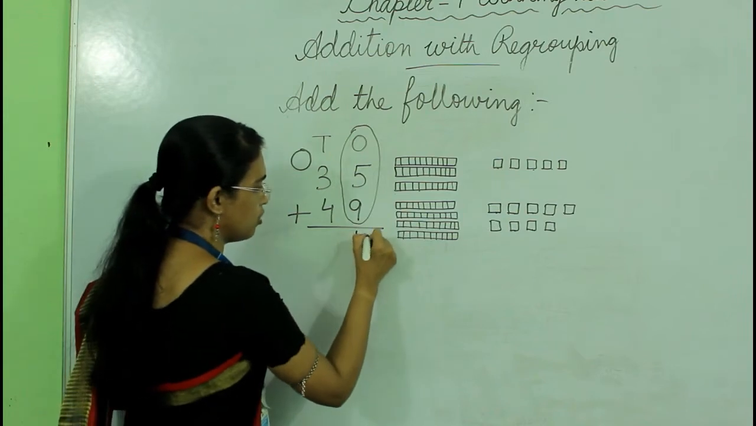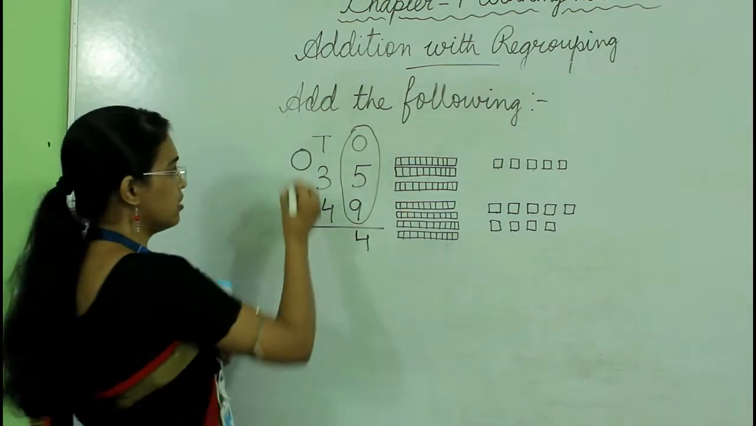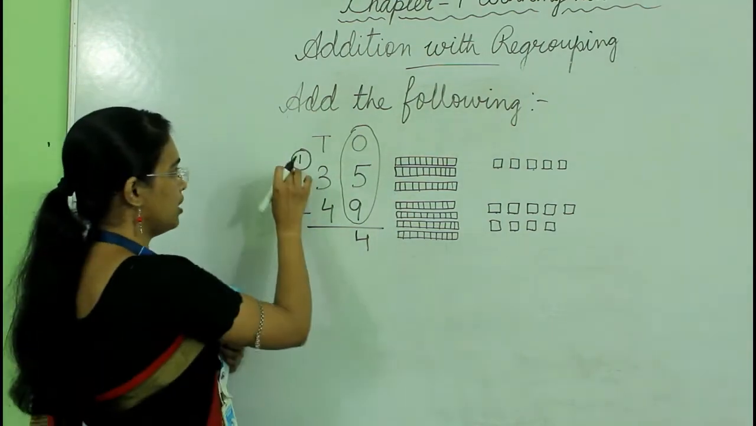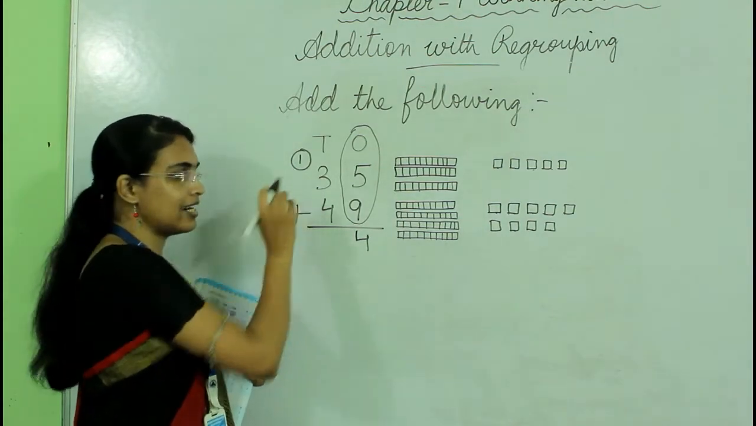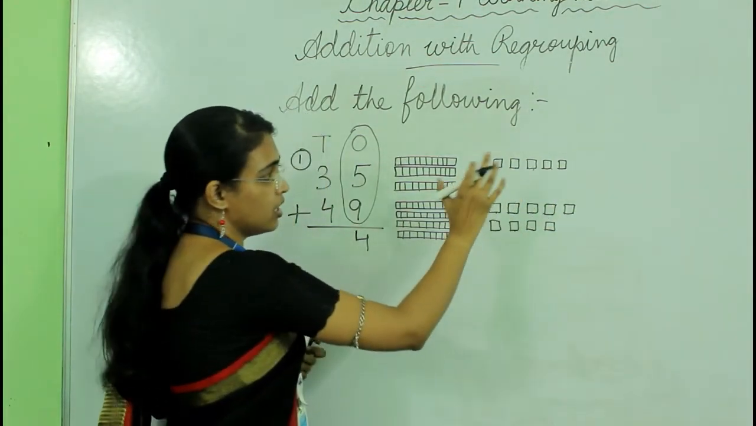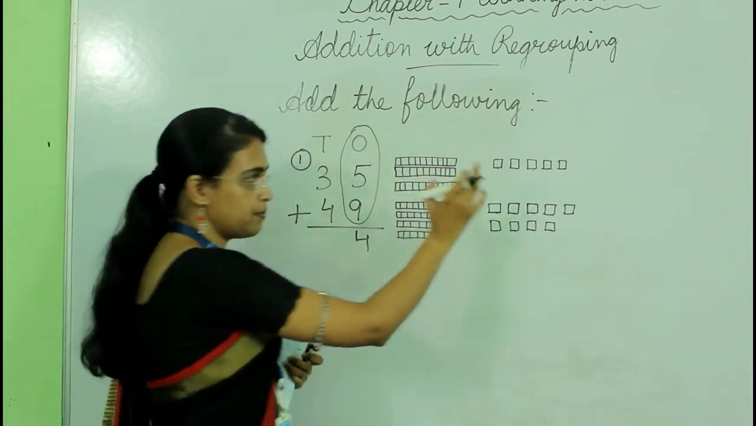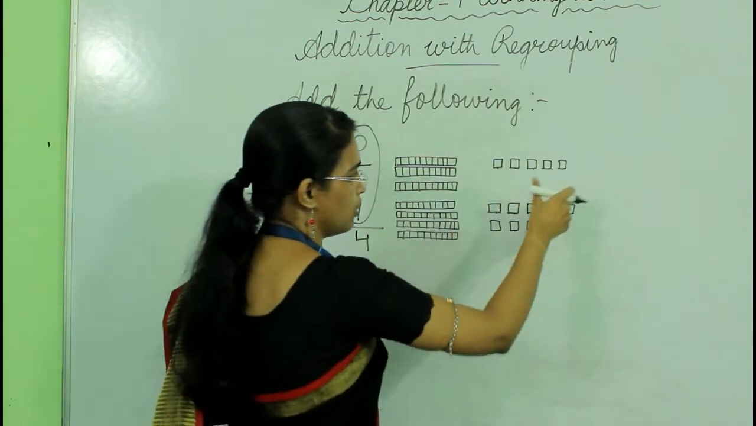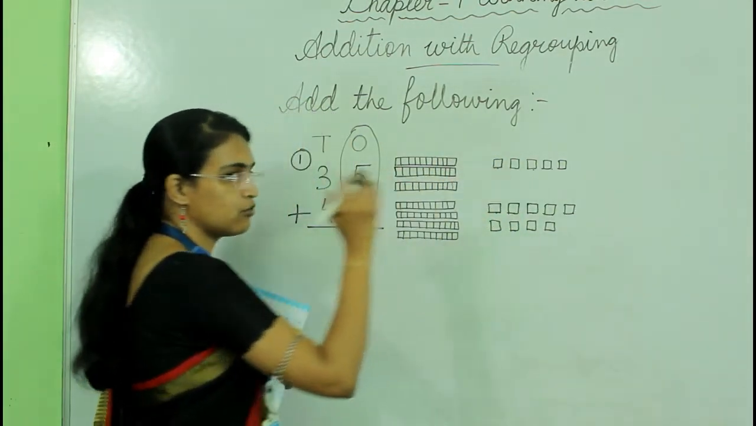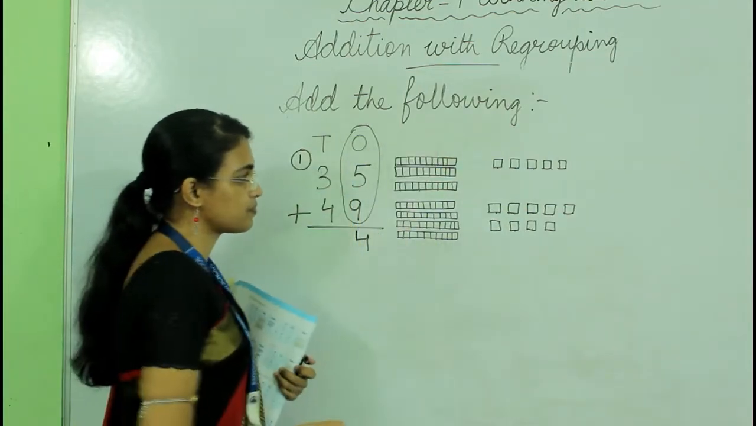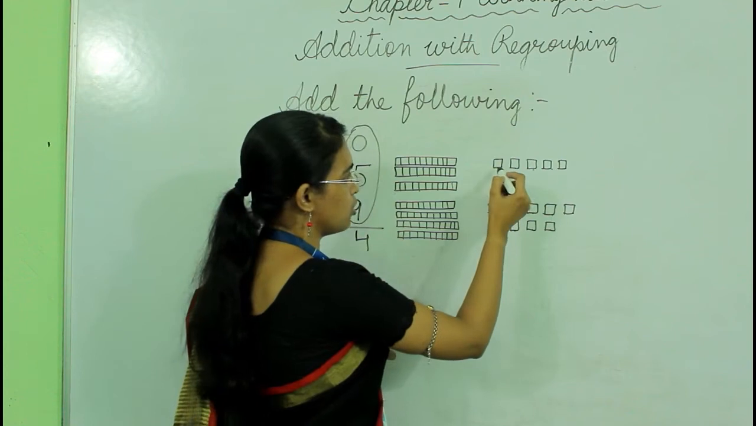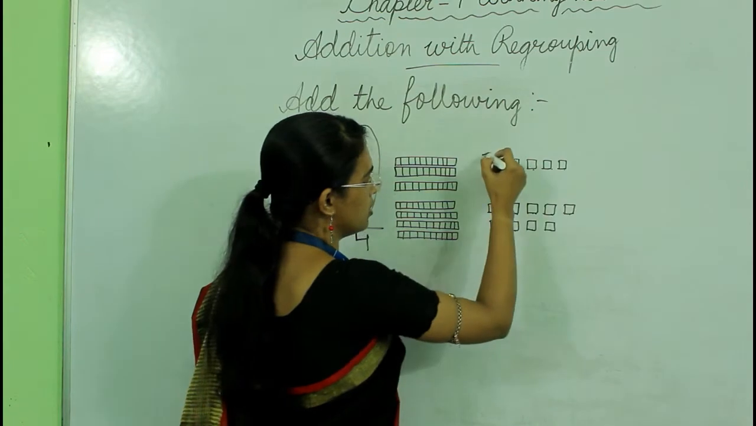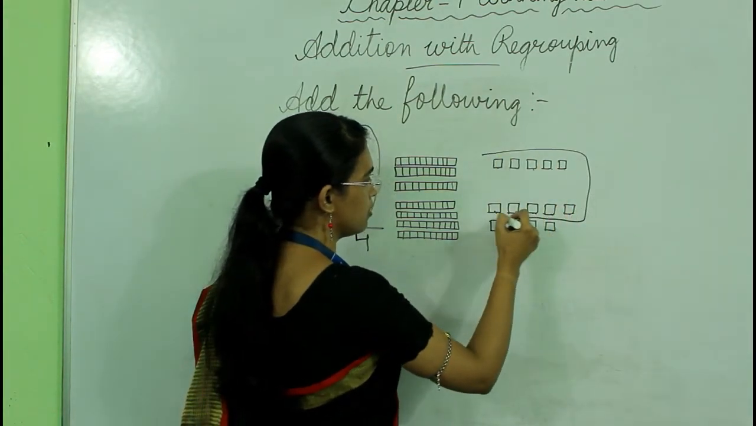From 14 I will write 4 and I will put the 1 in this circle in tens place. That means when we are putting this 1 in tens place, we have to take 10 blocks from the ones place and make it a 10. Okay, 10 blocks. So let's take 10 blocks from here. 1, 2, 3, 4, 5, 6, 7, 8, 9, 10. So we got the 10 blocks from here.